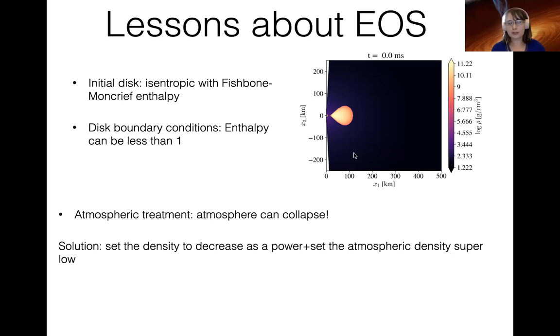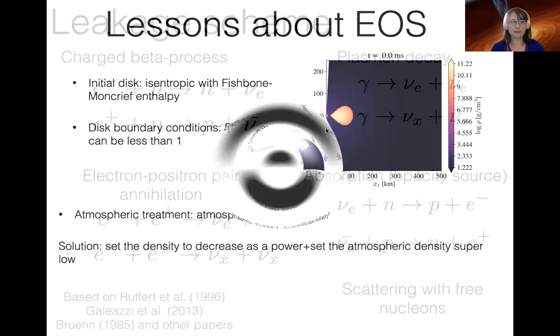And this helps the material, because the material outside the torus is now going to be falling very, very slowly into the black hole. And that helps a lot with the stability.